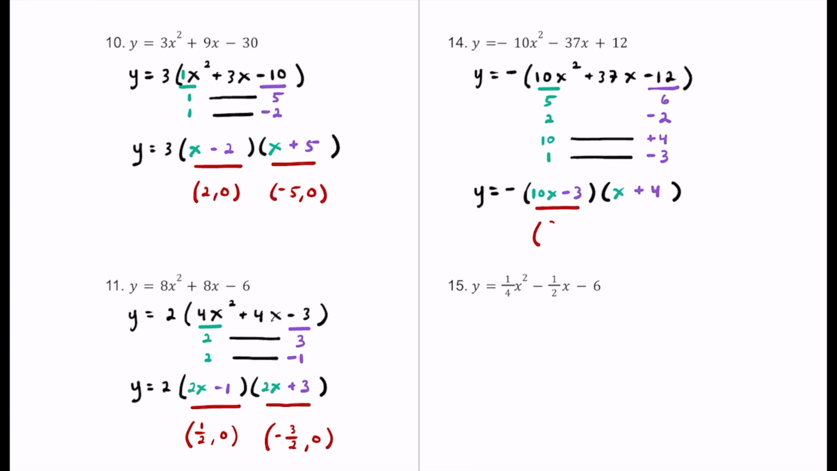I think it would be 3 over 10, comma 0, right? The 10s would cross cancel, you'll have a 3, 3 minus 3 is 0. And for this one over here, negative 4, comma 0 would be where this crosses the x-axis.